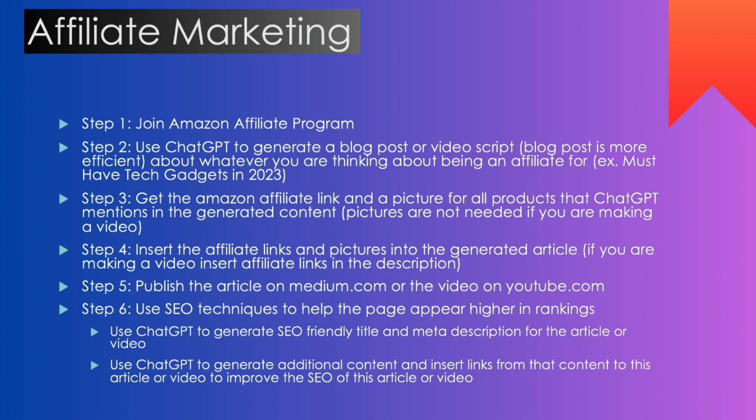So what you're going to do is use ChatGPT to generate additional content, additional blog posts, and you're going to have that content be about the same topic as whatever the article where you were trying to sell something is. So, for example, when I have the article "Must-Have Tech Gadgets in 2023," I'm going to use ChatGPT to generate additional articles about tech gadgets, or modern tech gadgets, or tech gadgets you may want to buy, etc. So I'm going to have it generate additional articles about the same topic.